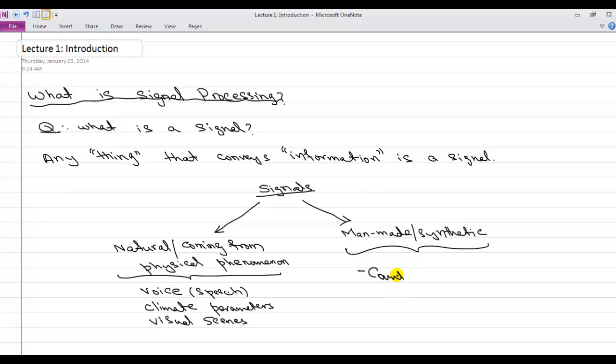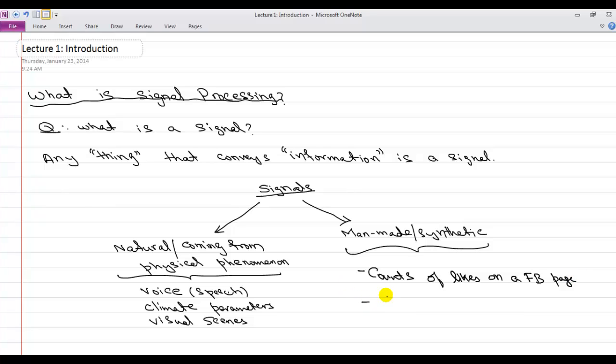If I count the number of likes on a Facebook page, so counts of likes on a Facebook page, that's a signal. It's not a signal in the traditional sense that you think of. It's completely man-made. It's just counting 1, 2, 3, 4, 5, 6, right? For different pages, you have different counts. That's a signal. Okay.